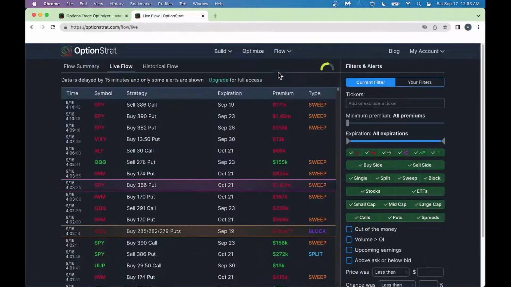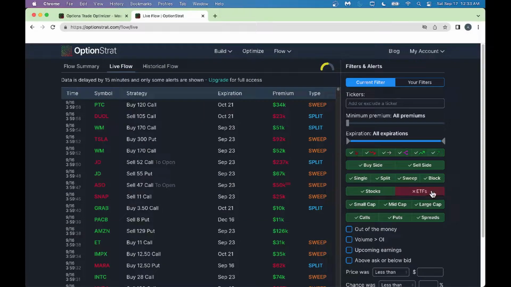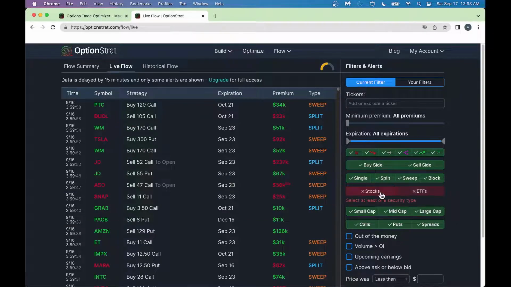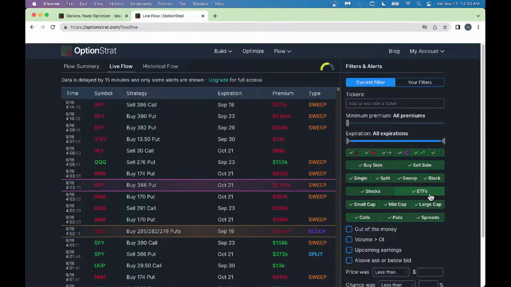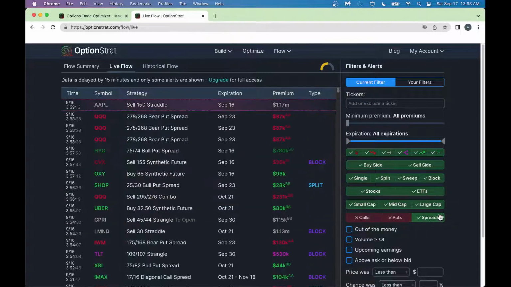And if you're an ETF trader, you could just check off stocks. You can look at just ETF. Look, there are some nice ETF trades here. You could follow them, or you could look at just stocks and not ETFs. And if you just want to look at spreads here, you could just click on spreads. You could say call, put. Now we got just spreads here. You can now follow these big folks and see if you can do these spreads along with these big guys.